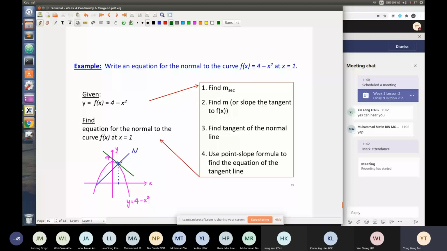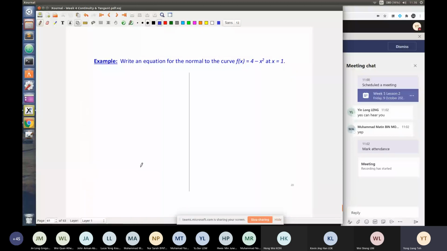So this is my tangent line. Maybe I call this mt, and this guy, the slope is given by mn. Of course, let's find mt first. Let's find mt first. So that's the idea.